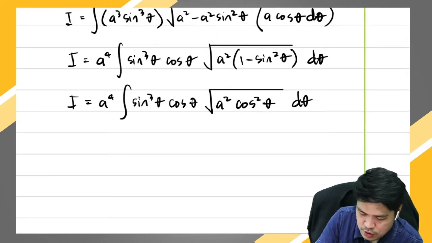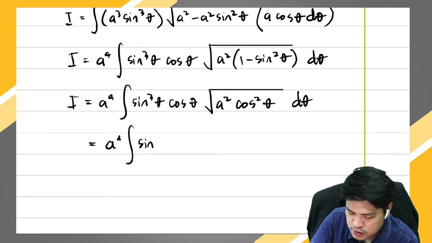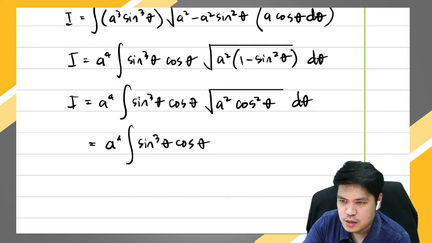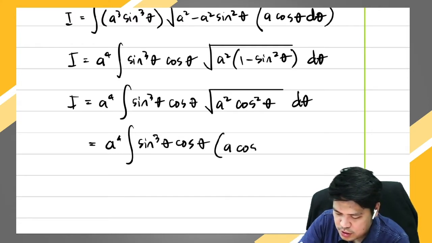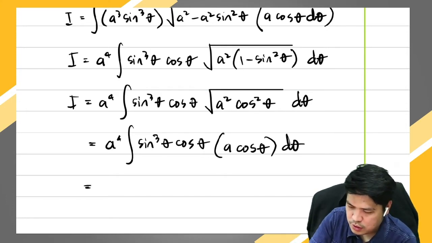Okay, so therefore, I is equal to a raised to 4 times the integral of sine cubed theta cosine theta times the square root of cosine squared theta, that's a cosine theta d theta. So therefore, we'll have, let's take out the a because it's a constant.